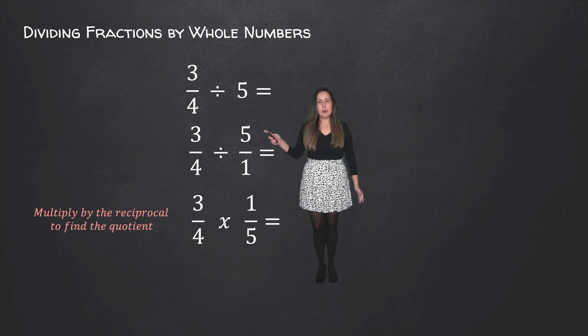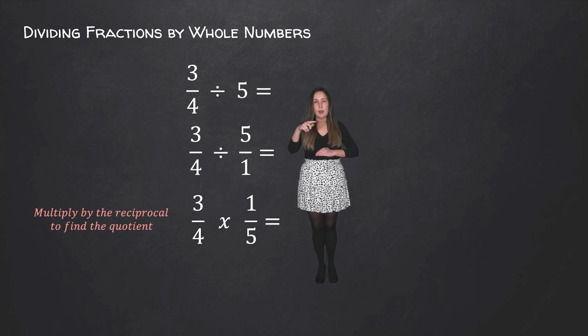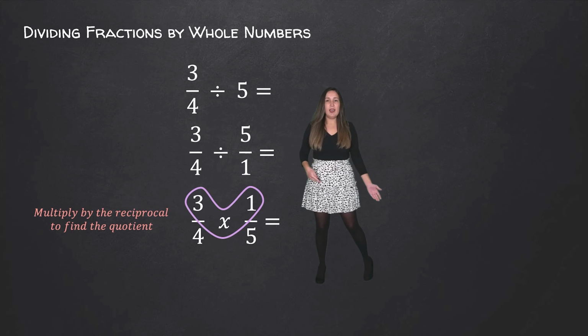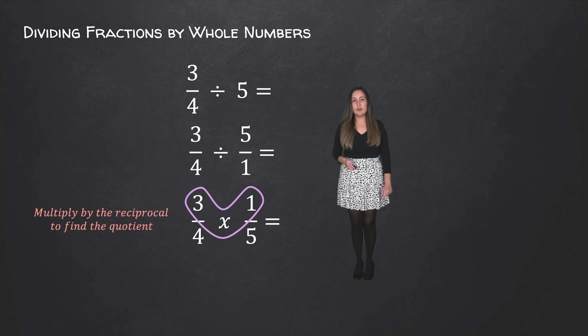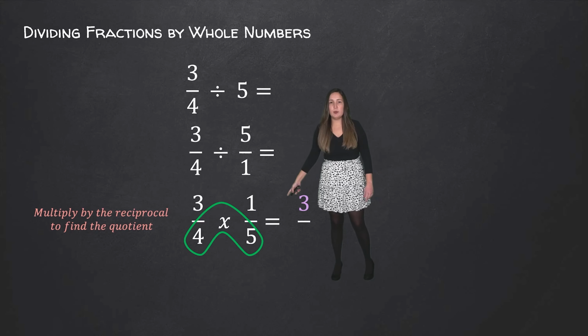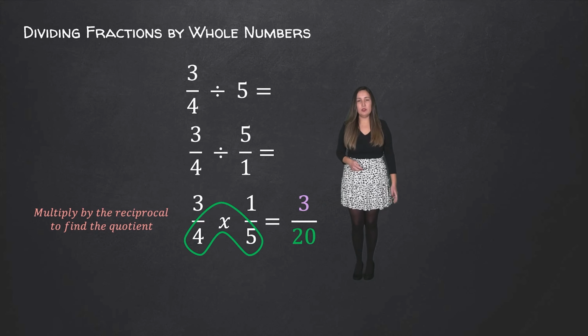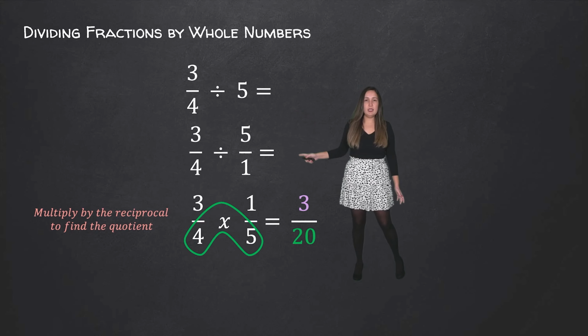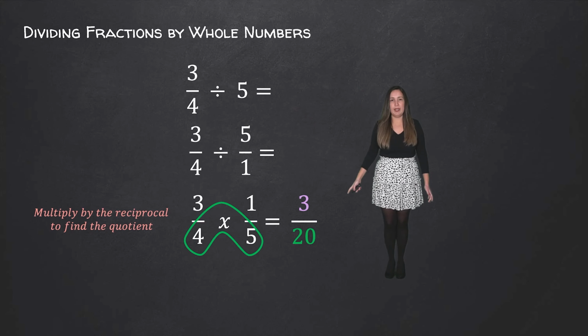The reciprocal of 5 over 1 is 1 over 5. So we're taking the numerator and denominator and just flipping it. And then we just multiply normally. 3 times 1 is equal to 3. And for our denominators, we have 4 times 5 is equal to 20. So 3 over 4 divided by 5 is equal to 3 over 20. So let's do another example.